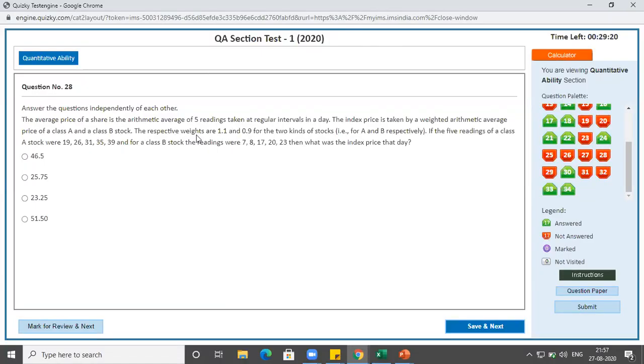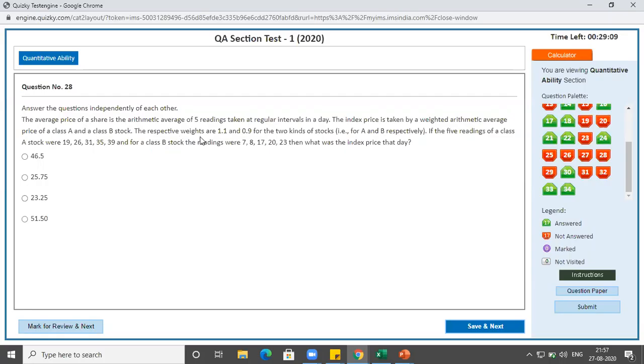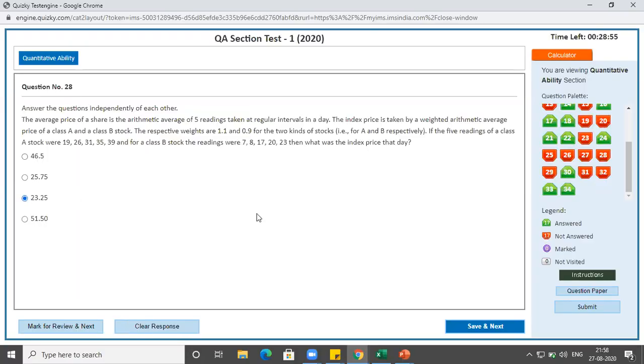Now I have to multiply with the respective weights 1.1 and 0.9. So 33 plus 15 into 0.9. 15 into 0.9 is 13.5, so 46.5 divided by 2. This is 23.25, which is my answer, option C.